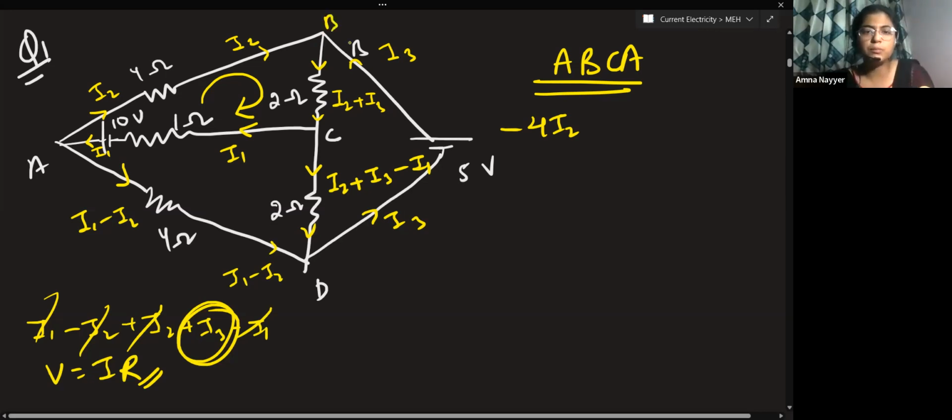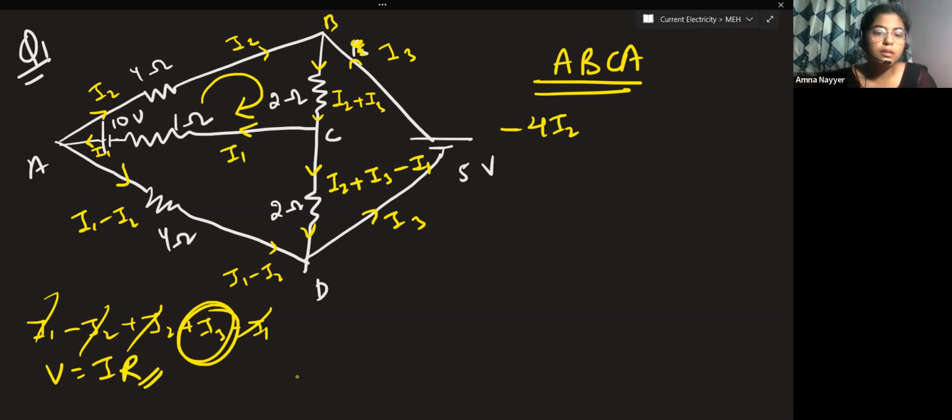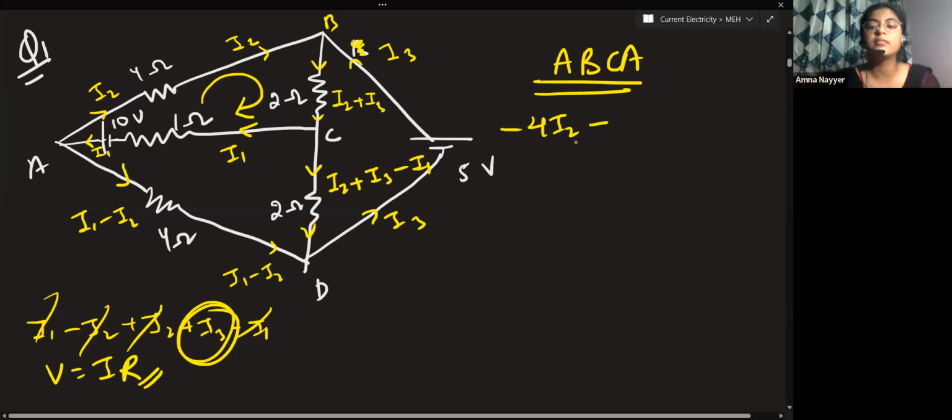At B point, I have stopped. Now we are moving downwards. Are we moving along the direction of current or opposite to the direction of current? Along the direction of current. So this will also be negative. Yes, we are moving along, so rightly answered, Zed. So this will be negative. Current into resistance: current is I2 plus I3, resistance is 2. We have solved this also.